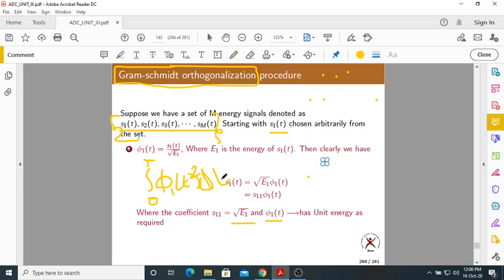Do you agree with me or not? What is phi 1 of t whole square? S1 of t whole square by E1. You're right. What is integration 0 to t S1 of t whole square? That is nothing but energy of S1 of t. But what is E1? Energy of S1 of t, which means energy of S1 of t by E1. Both are the same, so they cancel each other out. Obviously we get 1. So the energy of phi 1 of t will be equal to 1.